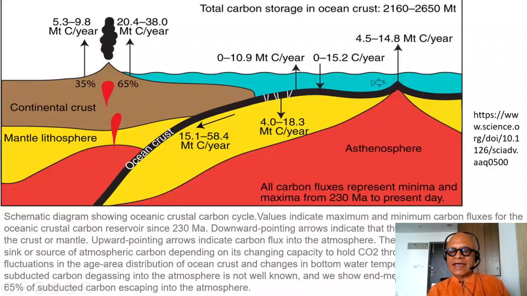The ocean crust acts as a sink or source of atmospheric carbon depending on its changing capacity to hold CO2 through time, subject to fluctuations in the age-area distribution of ocean crust and changes in bottom water temperature. The percentage of subducted carbon degassing into the atmosphere is not well known, and we show end-member fluxes based on 35 and 65% of subducted carbon escaping into the atmosphere.